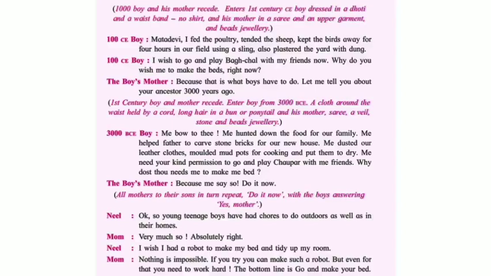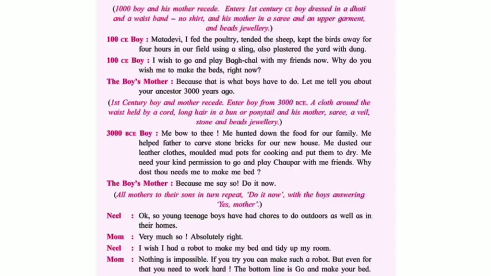First century boy and mother Rishi. Enter boy from 3000 BCE. A cloth around the waist held by a cord, long hair in a bun or a ponytail, and his mother, sari, a wheel, stone and beads, jewelry.